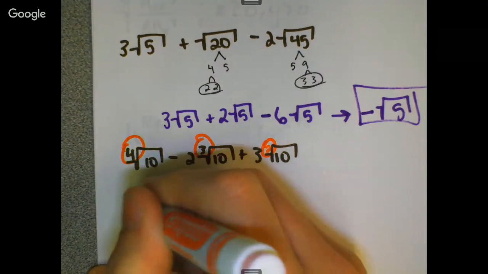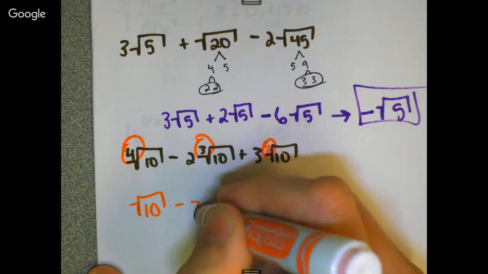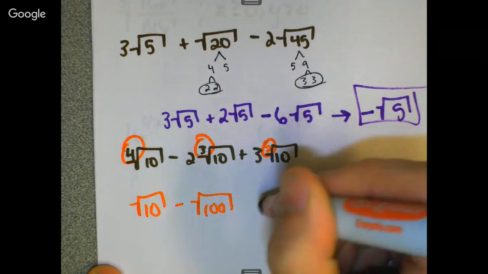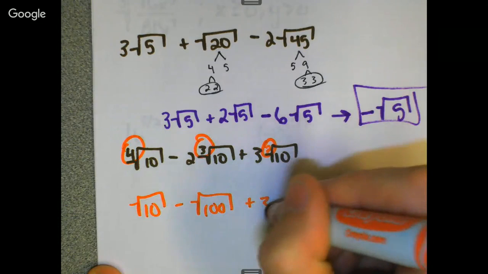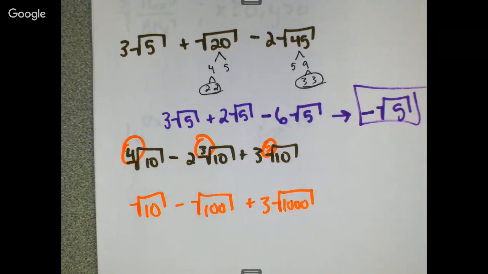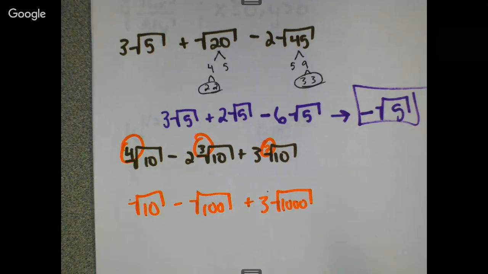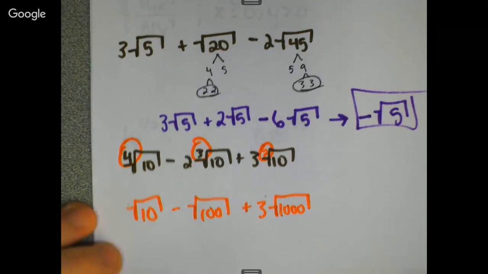So let's say it was radical 10 minus radical 100 plus 3 radical 1,000. Still not the same. Even though your index is the same, your radicand is not the same. So you're not going to be able to combine those.